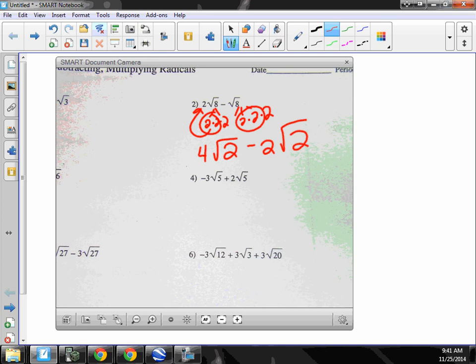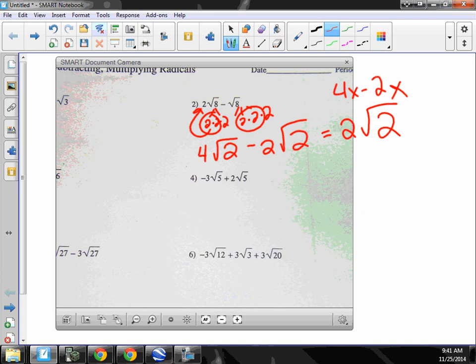Can I combine those? Yes, because they have the same square root. If I had 4x minus 2y, can I combine those? No. So if the roots match, I treat them just like they were variables. If it was 4x minus 2x, my answer would be 2x. So this is 2 square roots of 2.